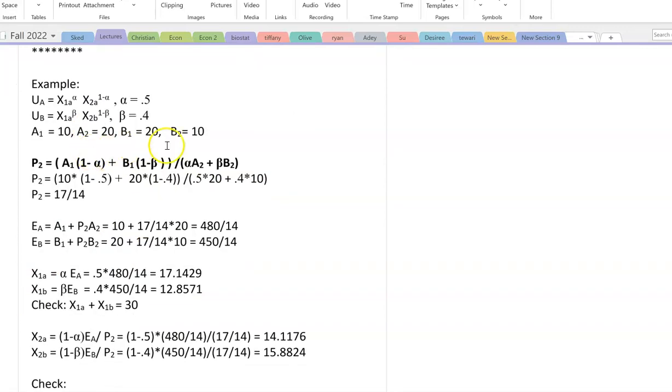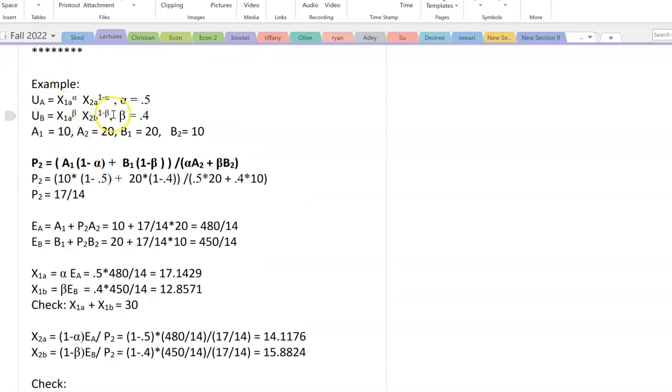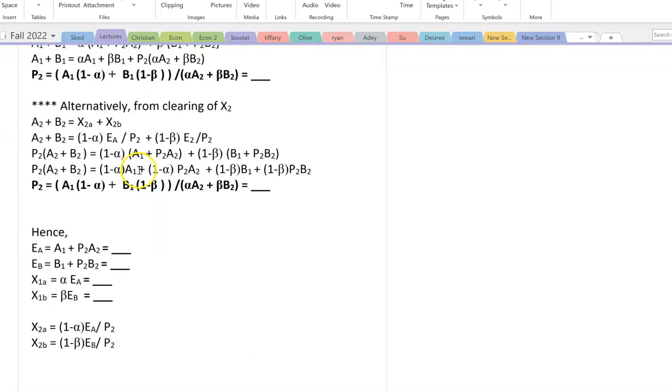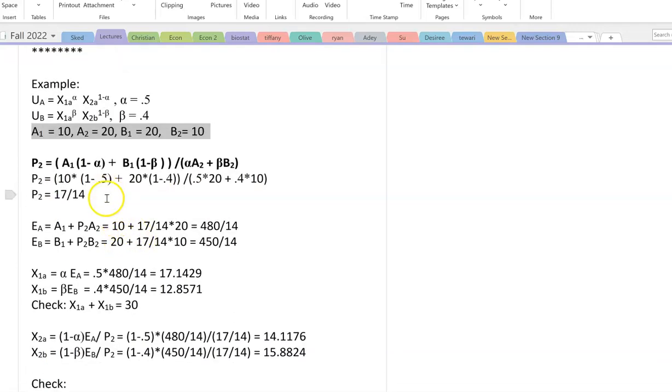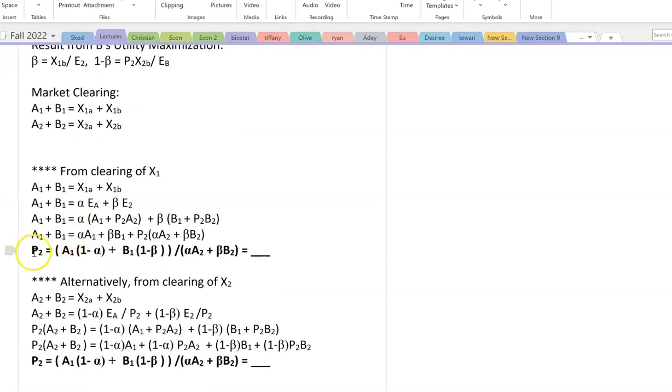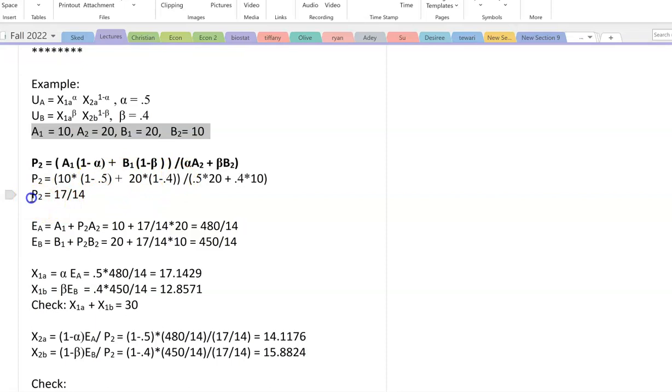So now here's a numerical example. If you plug in, let's say alpha is 0.5, beta is 0.4, and the endowments are this one. From the result above, we can see that P2 will be equal to this, and then you plug it back in. So P2 will be equal to 17 over 14.